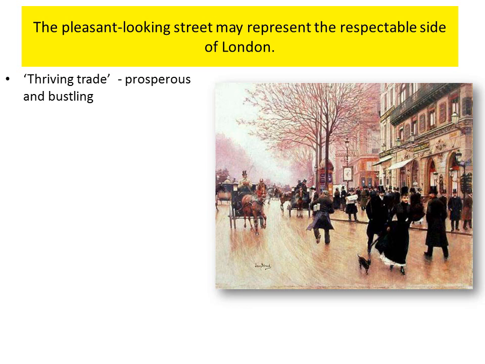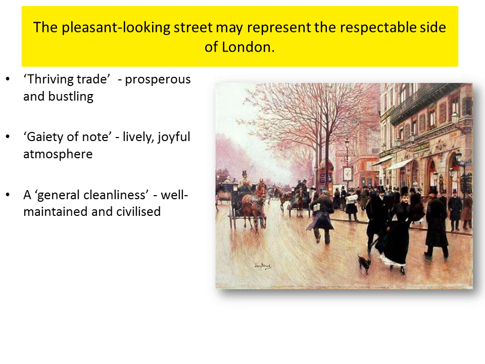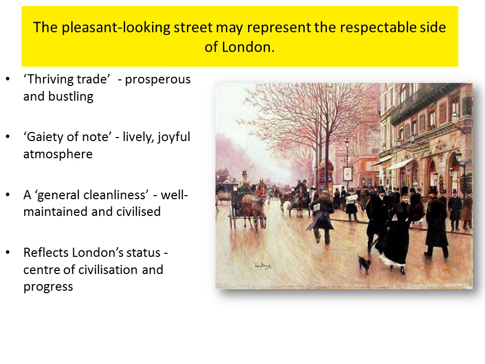This street drives a thriving trade, suggesting that it is a prosperous and bustling area full of shoppers. The street also has a gaiety of note, conveying its lively, joyful atmosphere. In addition, the street possesses a general cleanliness, demonstrating that this is a well-maintained and civilized area of the city. We could say that this street embodies the very things that made London famous in the 19th century. It is a centre of civilization and progress.